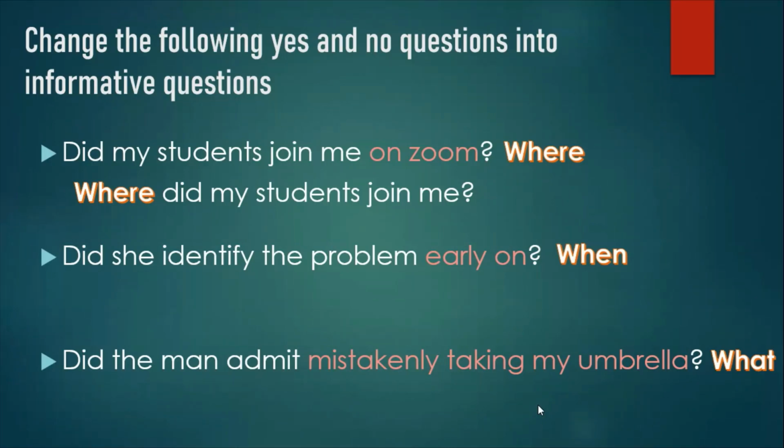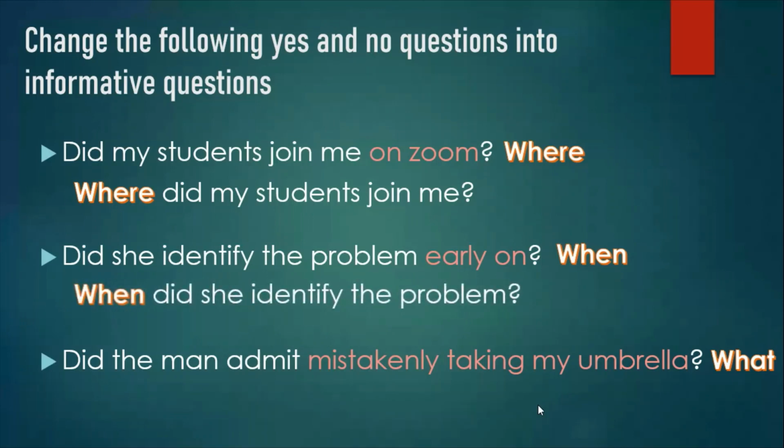Let's check number 2. Did she identify the problem early on? We're going to use the question word when. When did she identify the problem? And if I was going to answer that question, then my verb needs to go back to the past tense form. So she identified the problem early on, right? That would be the answer to that.